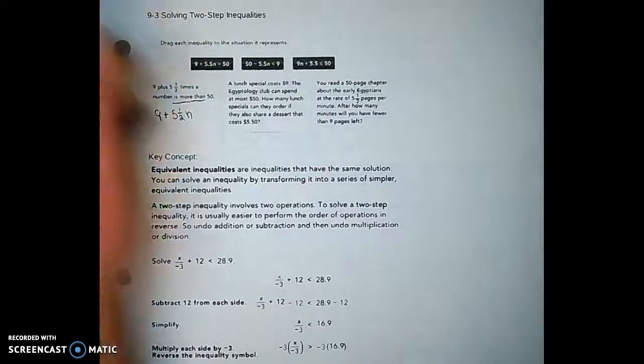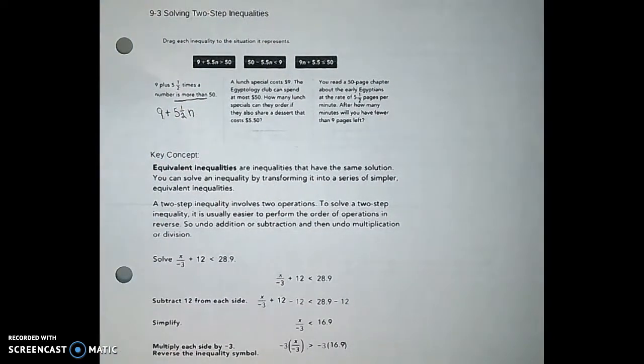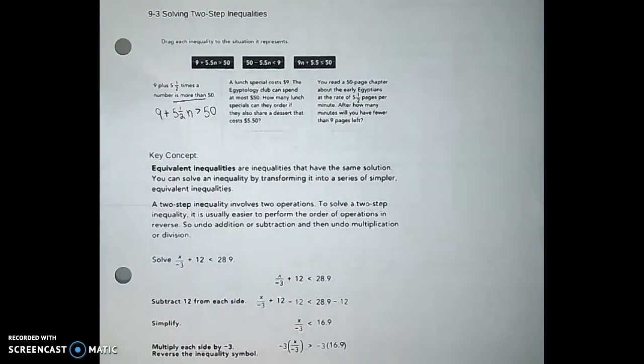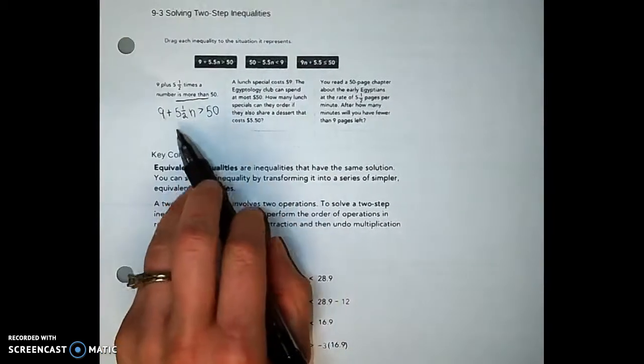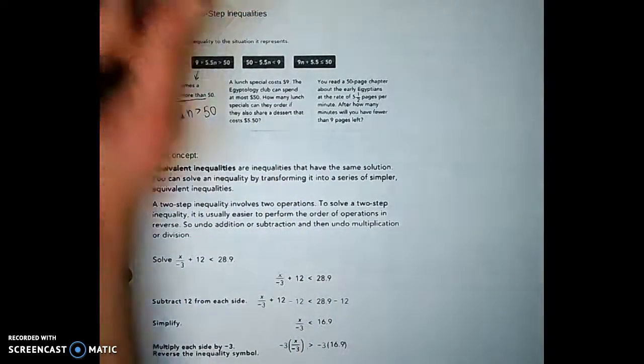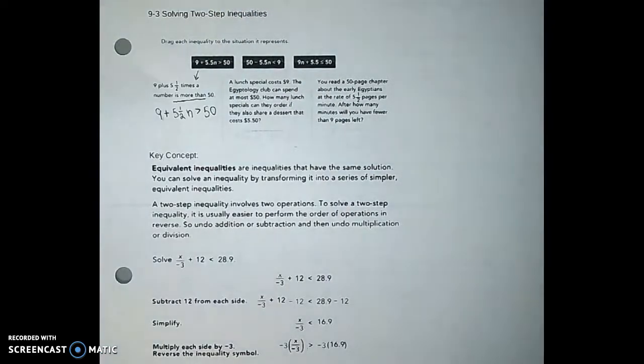Now notice that those words, is more than, tell me that I'm going to use my greater than inequality, so it's greater than 50. So my inequality that works for this situation would actually be my very first inequality here: 9 plus 5.5n is greater than 50.